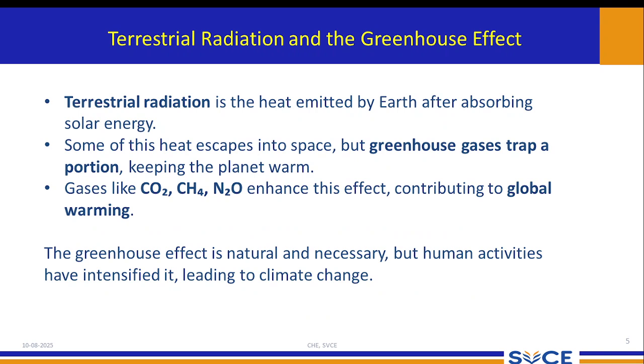Terrestrial radiation and greenhouse effect. So in the last class we also saw the effect of greenhouse gases, especially nitrous oxide and methane, which have a more profound negative effect when compared to carbon dioxide. Okay, so 100 or 200 times more negative effect compared to carbon dioxide, especially methane and nitrous oxide, which we saw in the last class.